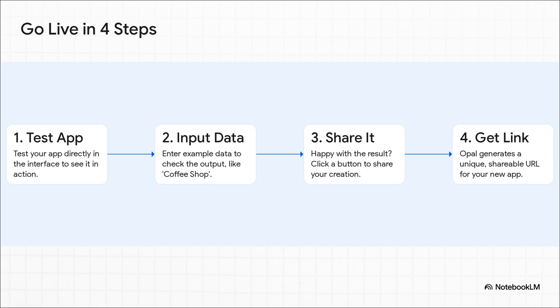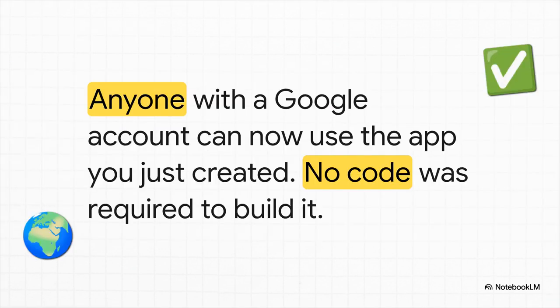If you like it, if it works, you just click share, and Opal creates a unique web link for your new app. And that's it. Seriously, that URL is live. Anyone who has a Google account can now go to that link and use the tool that you just built from a single sentence. You've gone from a simple idea to a real, functional, shareable product without ever having to look at code.